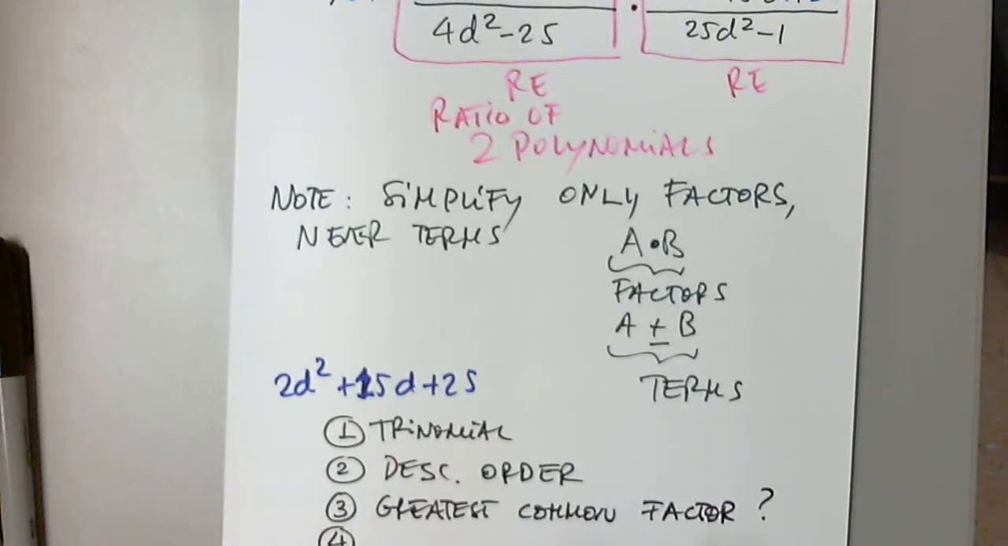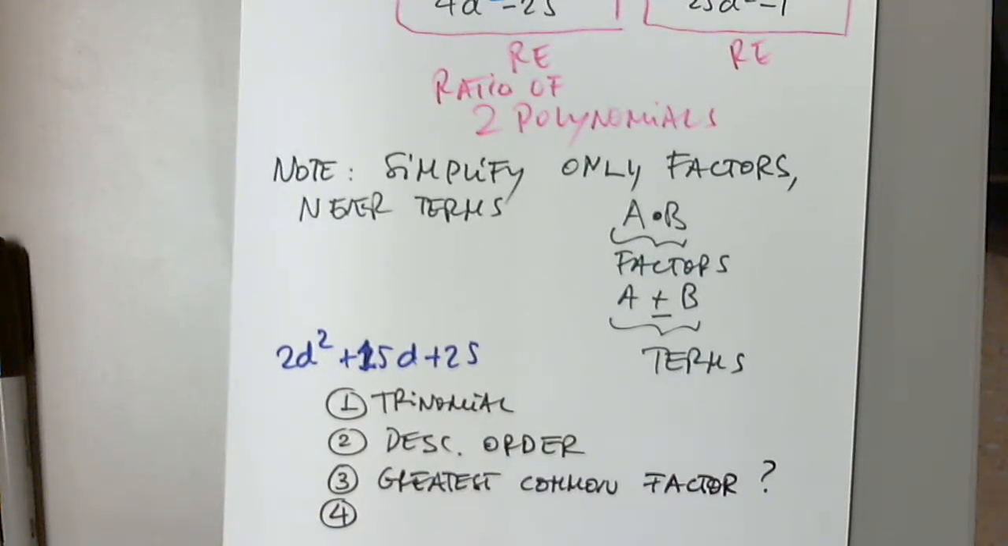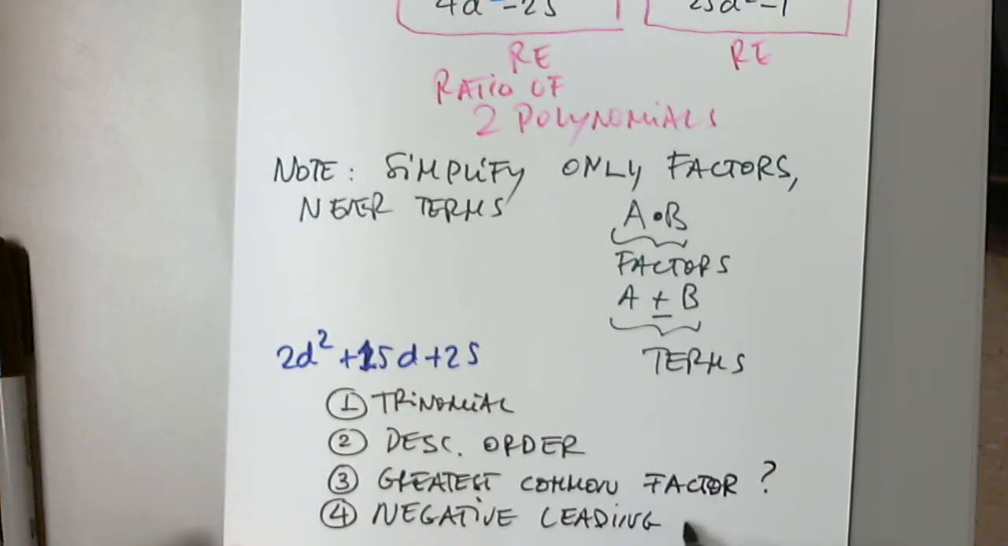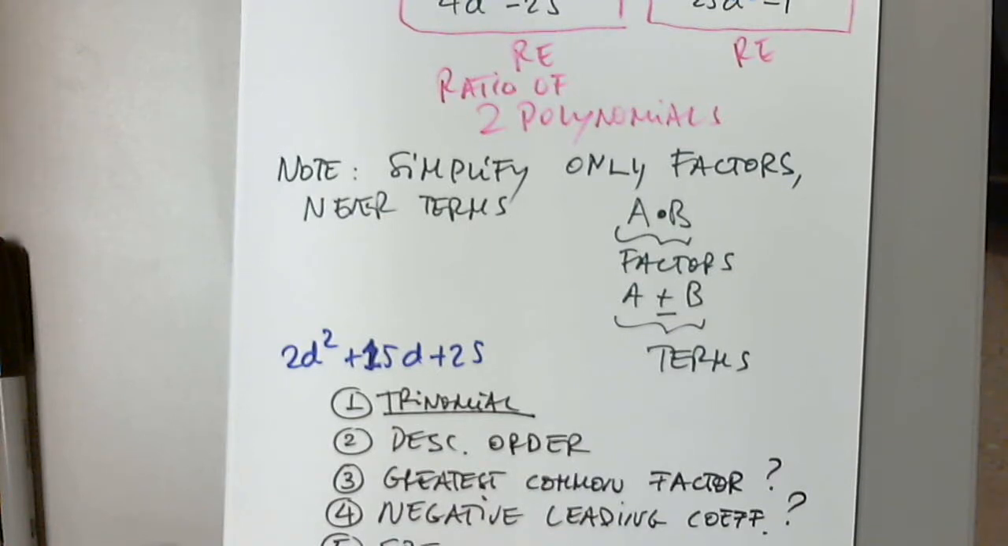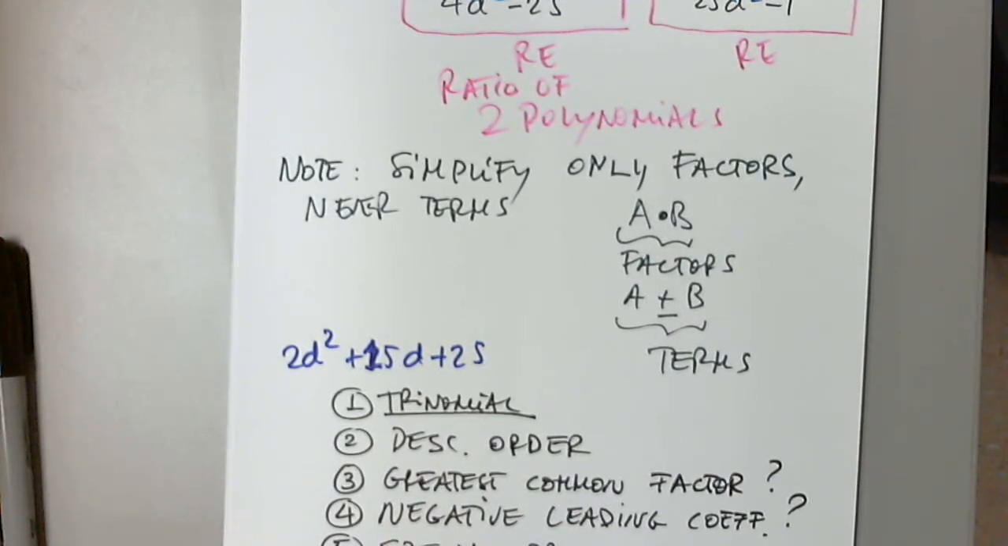Number 4. You may have taken this into account in the past or not, but this is very important. Negative leading coefficient. Is there a negative leading coefficient? No. If there were, we would have factored it out before factoring. And the last step for this trinomial, I'm asking myself, can I use a special product?